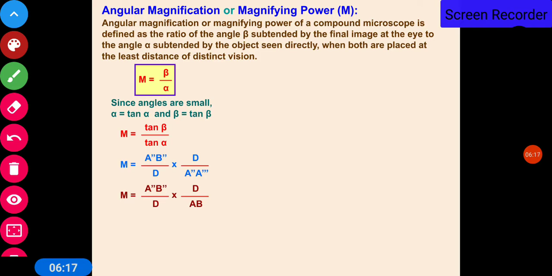Now, in place of A double dash A triple dash, because that was a straight line, in that figure it is clear that A double dash A triple dash is AB. That is why we said that the angle subtended by the object at the eye is alpha. So in place of A double dash A triple dash, we can write AB.